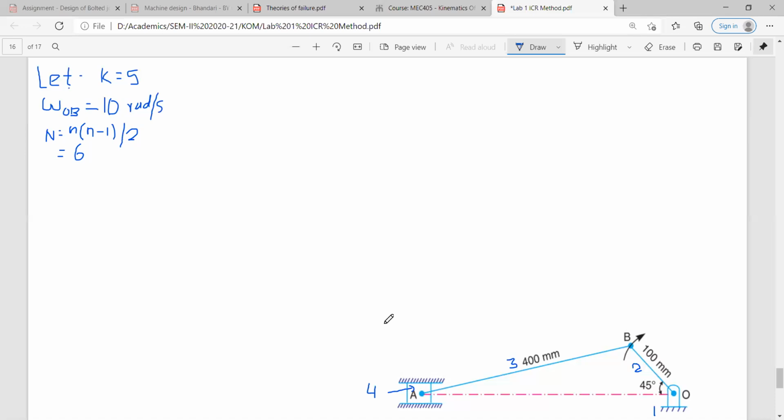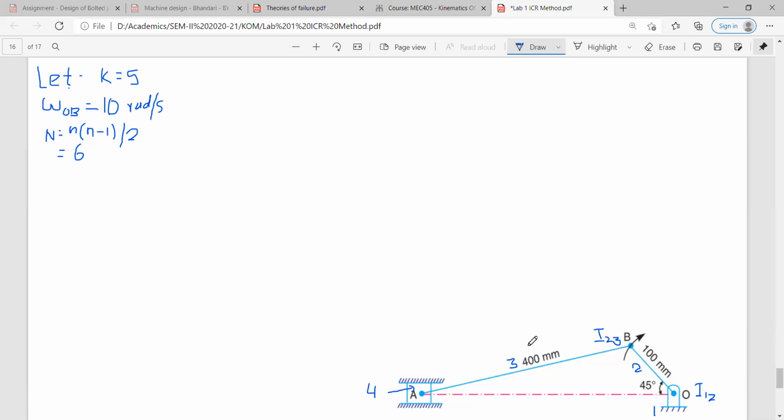The points where 2 links are connected make an ICR. So you can see that link 1 and 2 are connected at point O. So here I will find one ICR. I will call it ICR I12. Then similarly at point B, link 2 and 3 are connected. So at point B, okay, I will mark the second ICR, which is I23.